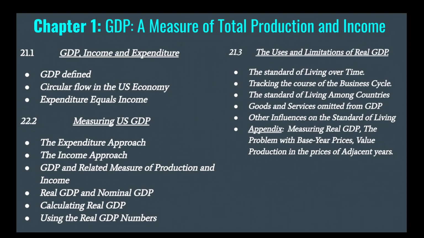21.3, the uses and limitations of real GDP, the standard of living over time, tracking the course of the business cycle, the standard of living among countries, goods and services omitted from GDP, other influences on the standard of living. Appendix, measuring real GDP, the problem with base year prices, valuing production in the prices of adjacent years.